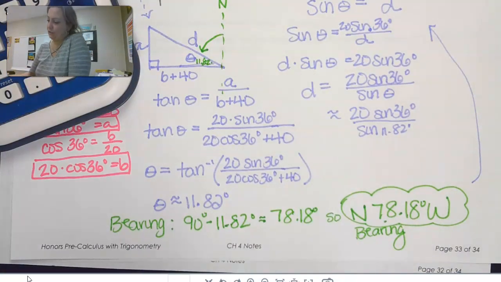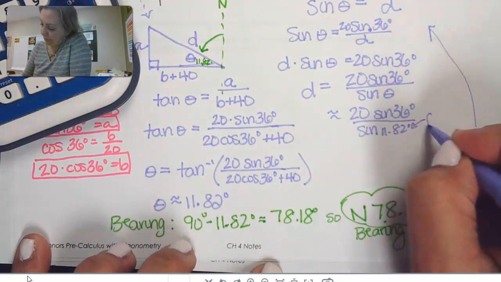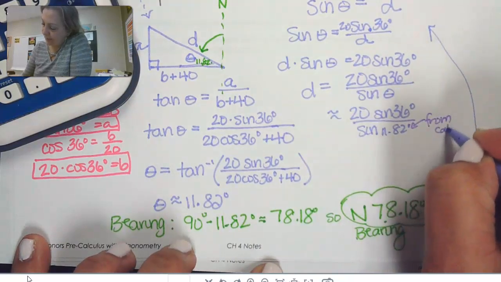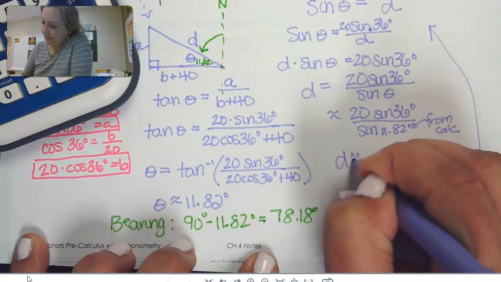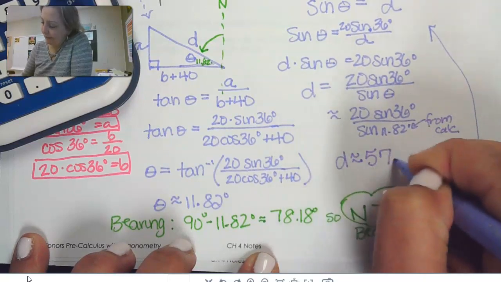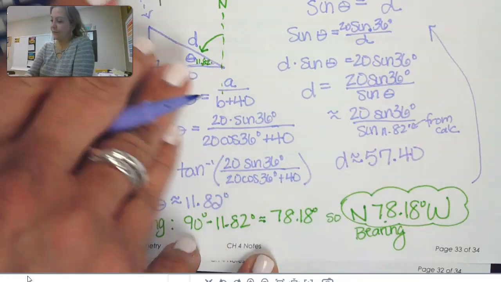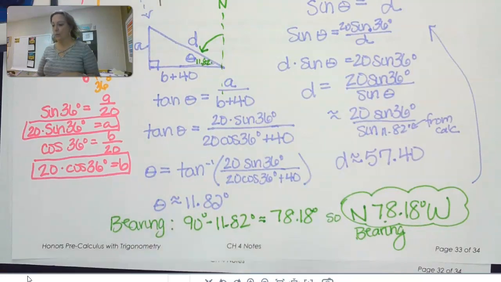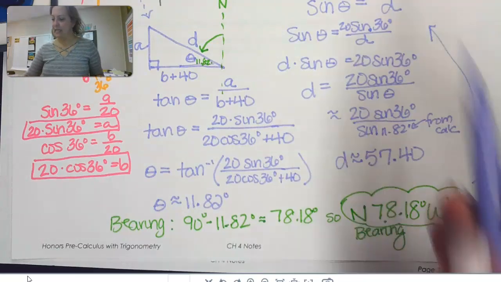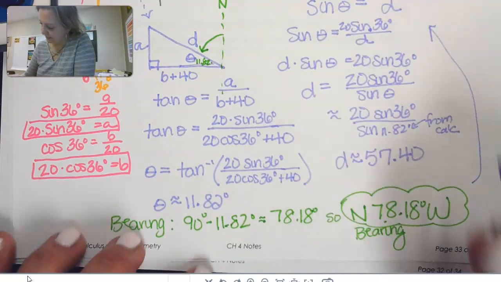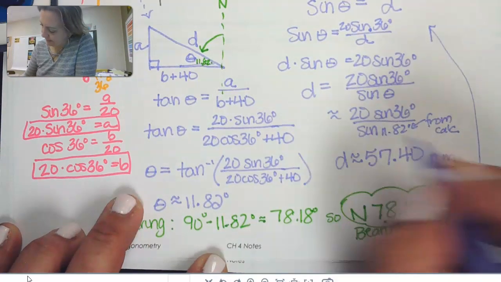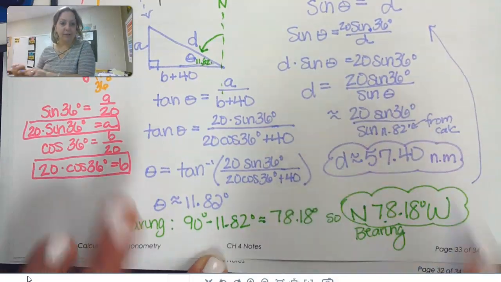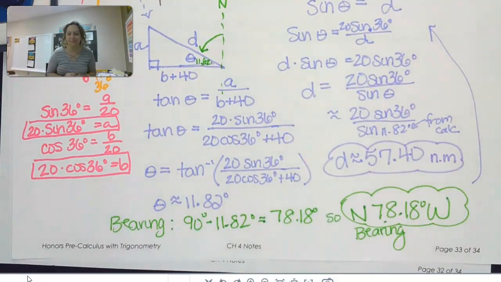Since we stored that value, I'll make a little note that this is from the calculator. Then we can say that our distance is going to be about 57.40. And again, the distance in this case was in nautical miles. And then that would be our distance.